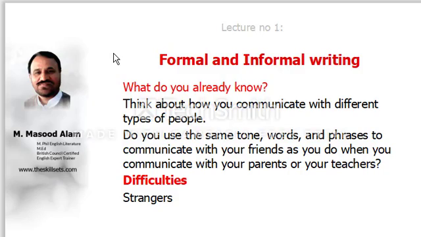Now, the second slide is before you, and students, you will just follow the cursor. What do you already know? We use certain language whenever we communicate with people, and we know that we communicate with different people on different occasions, and we also know that our tone and the words and phrases change from time to time and person to person. This is the thing that we do in our daily life. This is not a new thing. This is a practice that we already do in our lives.